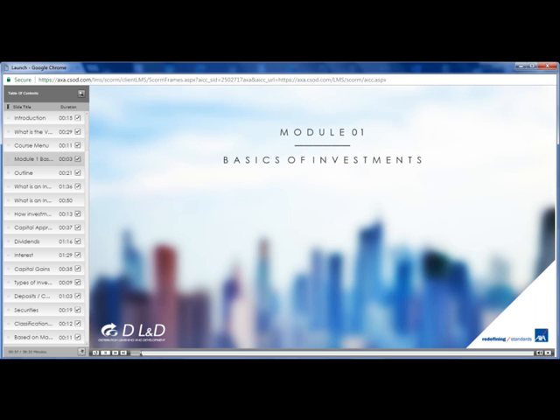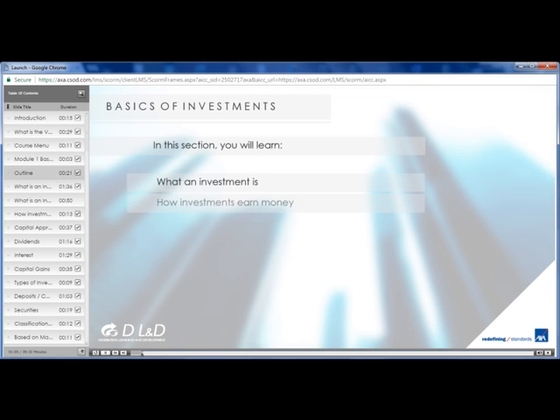Module 1, the basics of investments. In this section, you will learn what an investment is, how investments earn money, types of investments, and these are deposits or cash, securities, property or real estate. Click on the Start button when you're ready.